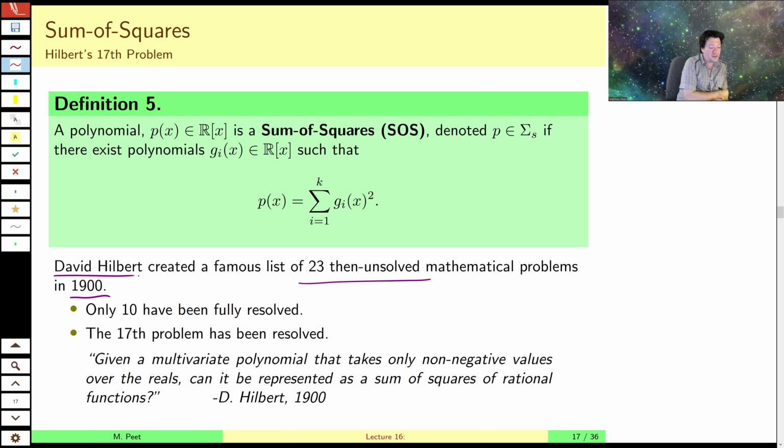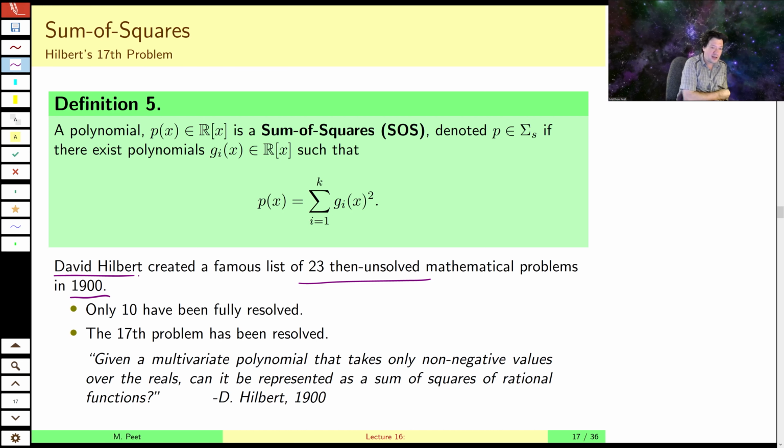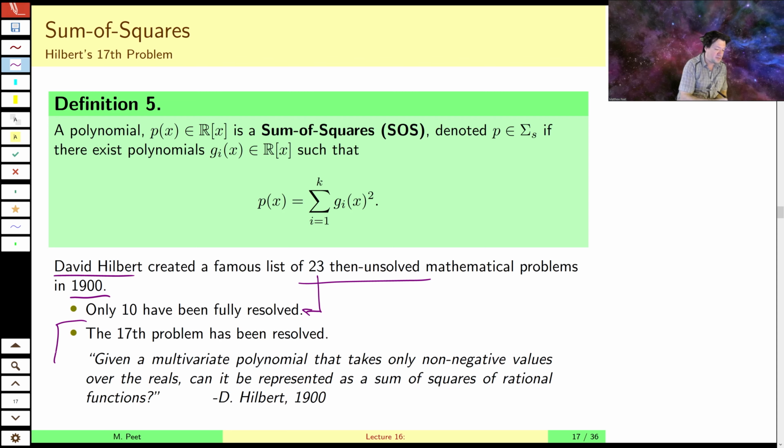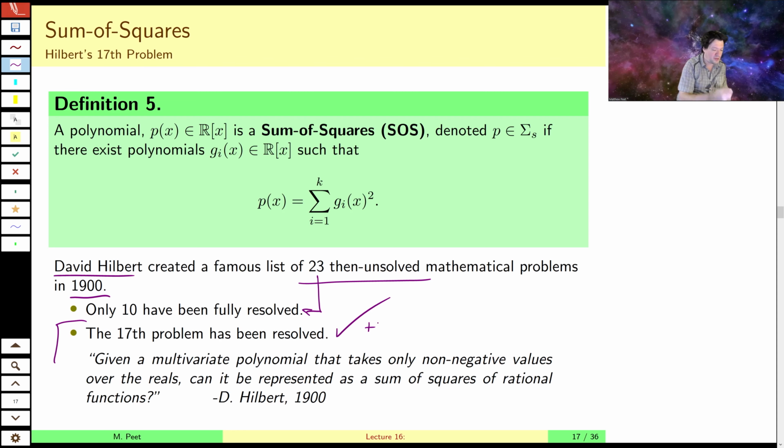So of those 23 problems that were formulated, and honestly I can't remember the other 22, although on occasion I remember a few of them, but at this moment in time I can't actually name any of the other 22. But of those 23 problems, actually only 10 of them have been answered. In the intervening 120 years, we have only been able to answer 10 of them. Fortunately, the one we're interested in is the 17th problem, and that has been answered. Check. Give it a little plus.